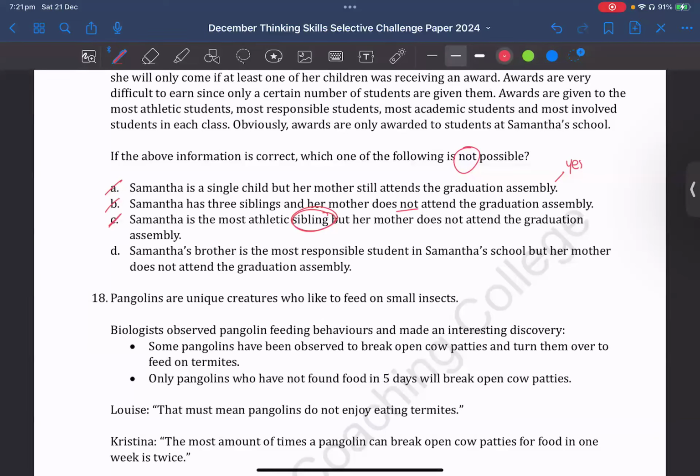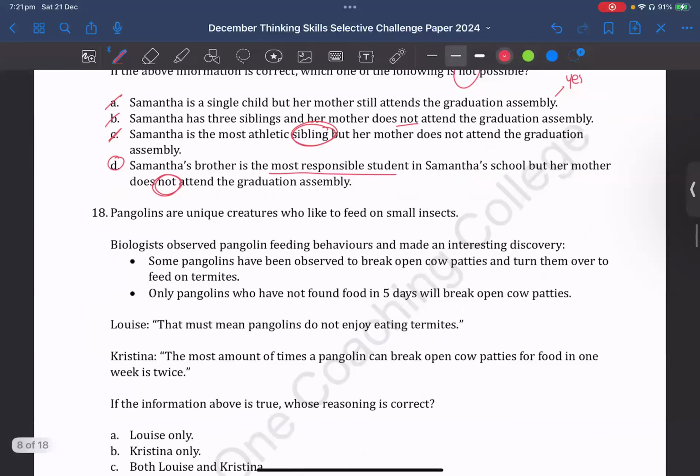C is incorrect. Because just because she's the most athletic sibling, she might not have gotten the award, and thus her mother might not have attended the assembly. And moving on to D, D is the best answer because Samantha's brother is the most responsible in the school. And remember, the most responsible gets an award. So her mother not attending doesn't make sense, which is why D is the best answer.